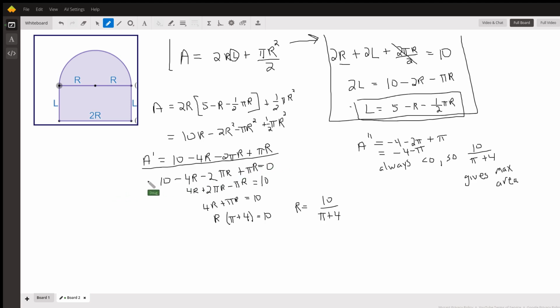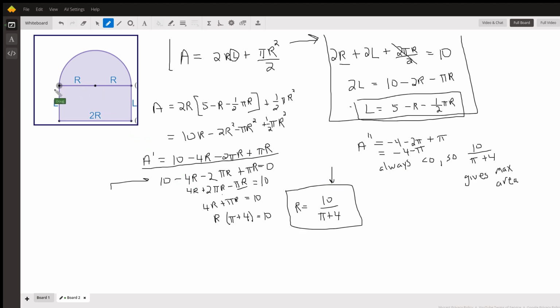Well, I'll let you go through the work, but essentially what I did was leave the 10 by itself and take all these terms to the other side, combine the 2 pi r and the minus pi r, factor out the r, and there's r. That value gives you the maximum area. One way to show that is to take a double prime, which turns out to always be negative. So this value gives a maximum.